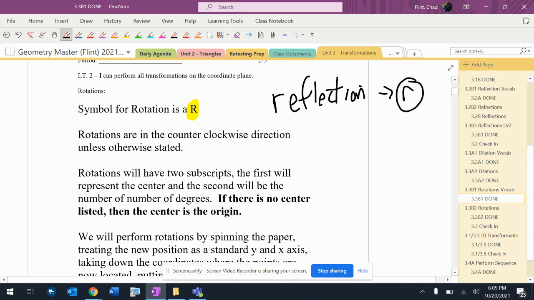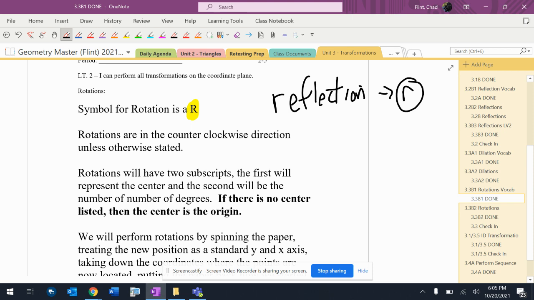So we have to keep these two separate because if we don't, that's going to cause huge problems, especially when you have to write them down. When you're asked, hey, what's happening here? And you have to write reflection or rotation. If you mix the letters up, you're going to end up getting the question at least partly wrong.